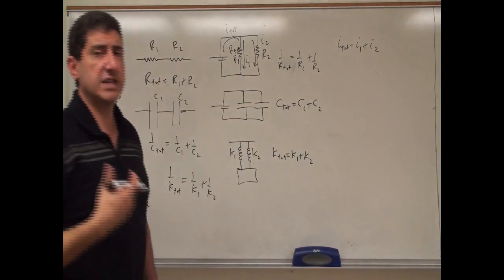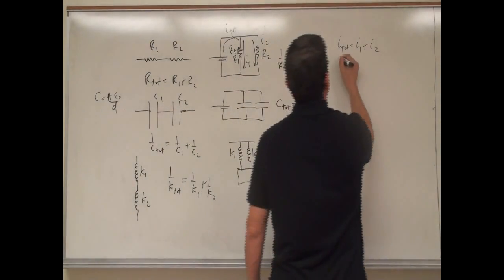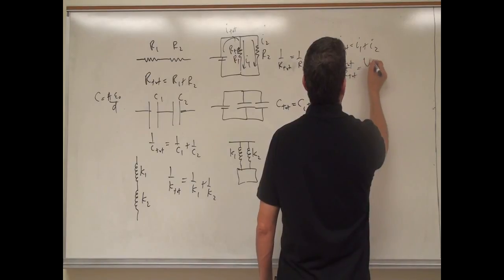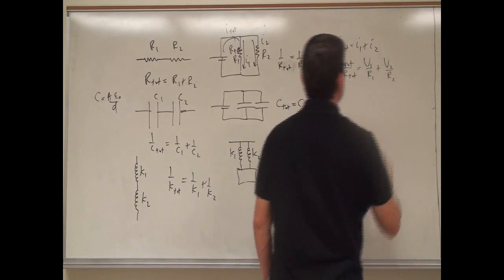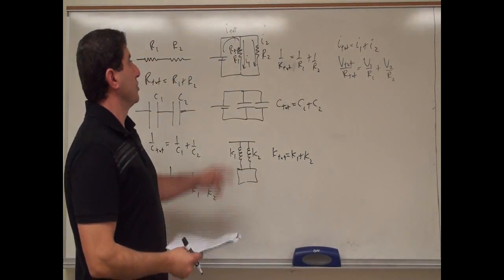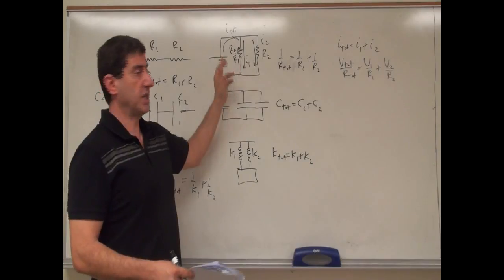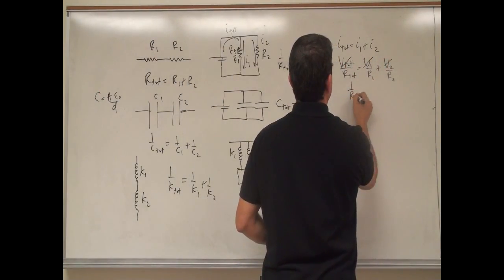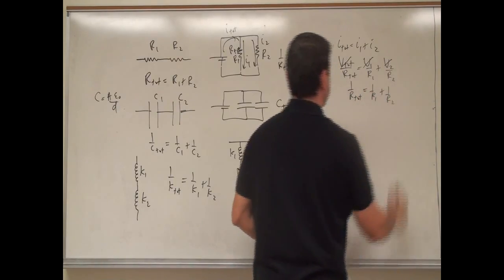And then you use the fact that I total is equal to V total over R total, and I1 is equal to V1 over R1, and I2 is equal to V2 over R2. Then you say that the voltage across each resistor is the same, so V total, V1 and V2 are the same, and you get 1 over R total is equal to 1 over R1 plus 1 over R2, okay?